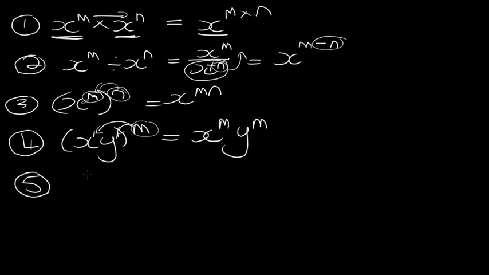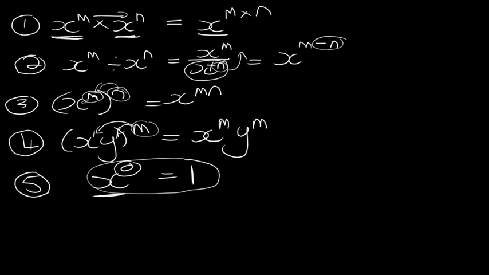This is now the fifth law. x to the power of 0 is 1. So anything to the power of 0 will always give you 1. Okay, and this you will also use often to manipulate sums so that you can solve equations, but you'll see when you go forward with exponents.